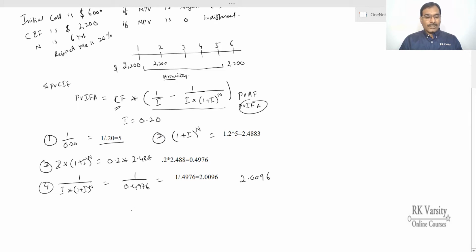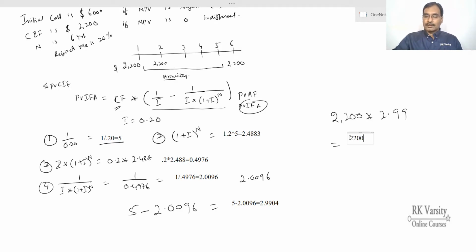Finally, we substitute this from our 1 upon I. So 1 upon I is 5 minus 2.0096, which equals 2.99. Your payment or cash inflow is 2200, so this times 2.99, 2200 into 2.99, is 6578, and your initial investment is $6,000.